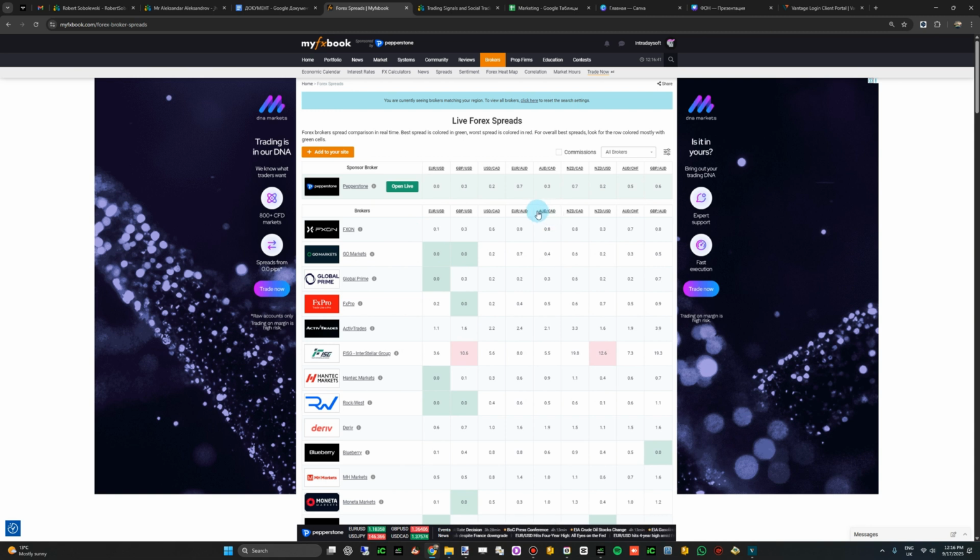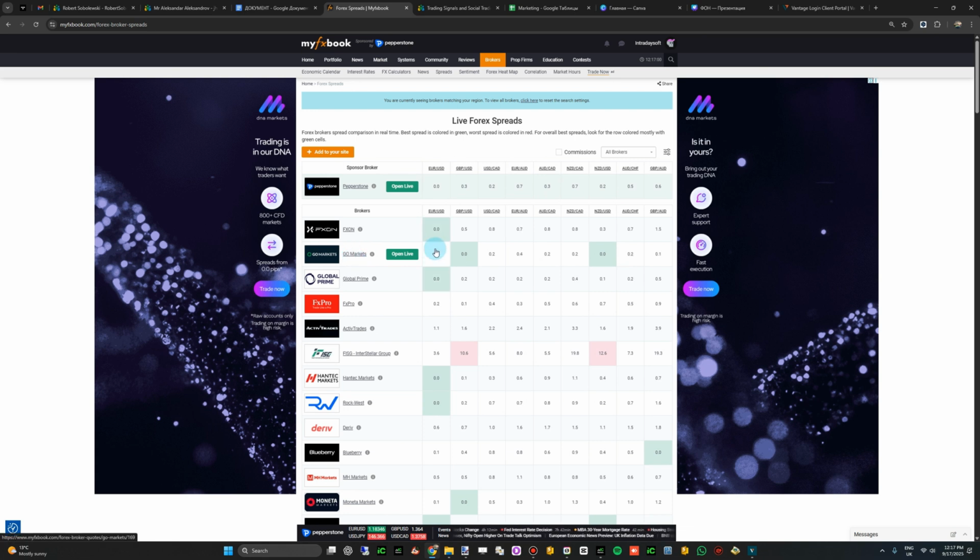To give you an example, let's consider the Australian dollar against the Canadian dollar. We can then go through all of the available brokers and check the specific spread size for each one. So, for instance, right at this moment, Pepperstone is showing a spread of 0.3 pips.